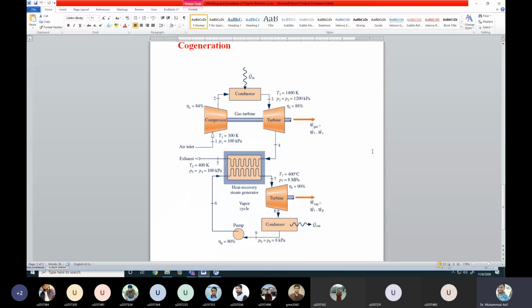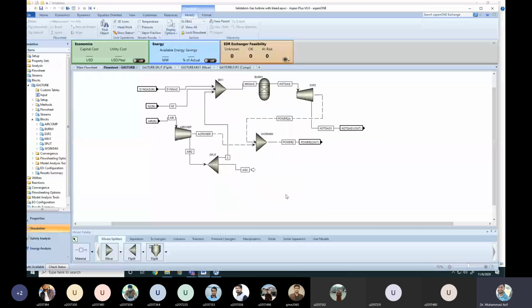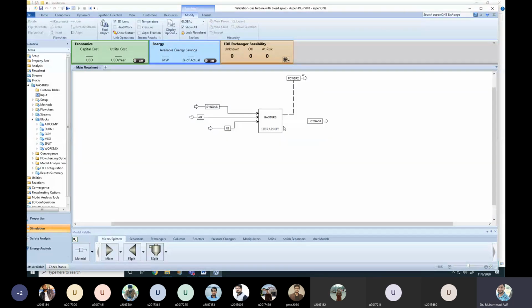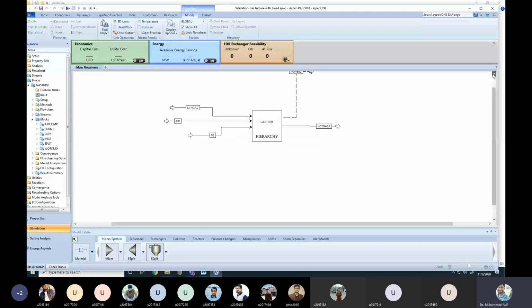So how to model this process? Although this looks very simplified, when you actually model and simulate this cogeneration process, it will be much more complicated. So let me show that in Aspen Plus. Now, this one is for the gas turbine only.